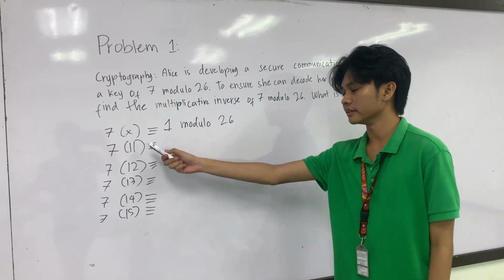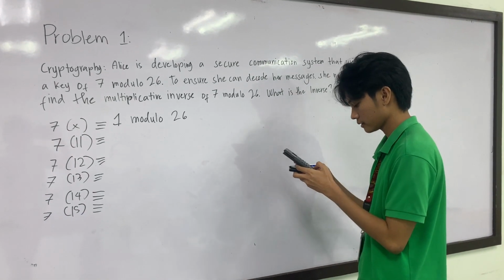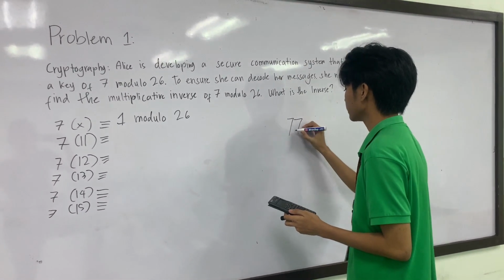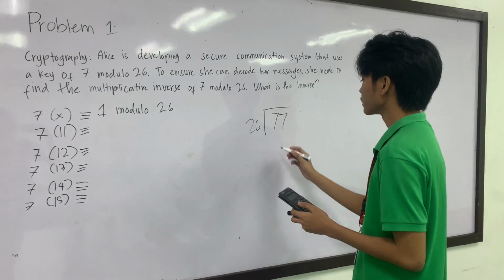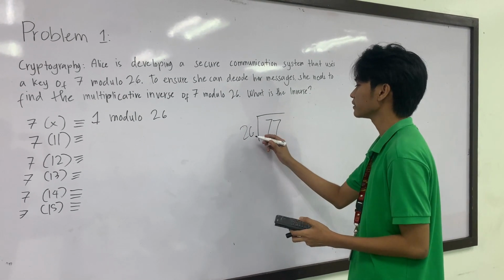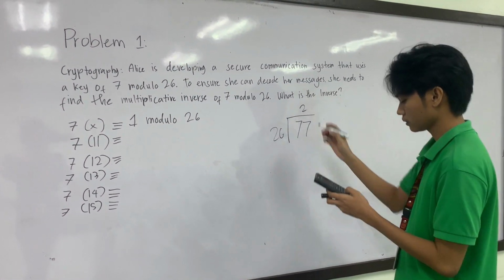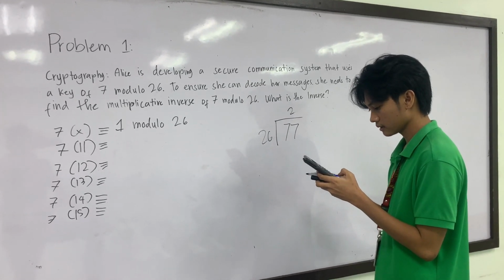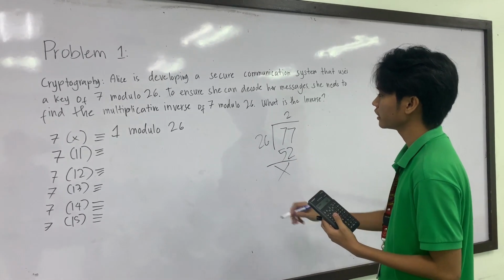Let's start with 11. 7 times 11 equals 77. 77 divided by 26 is 2. 2 times 26 equals 52. So it is still not the inverse.